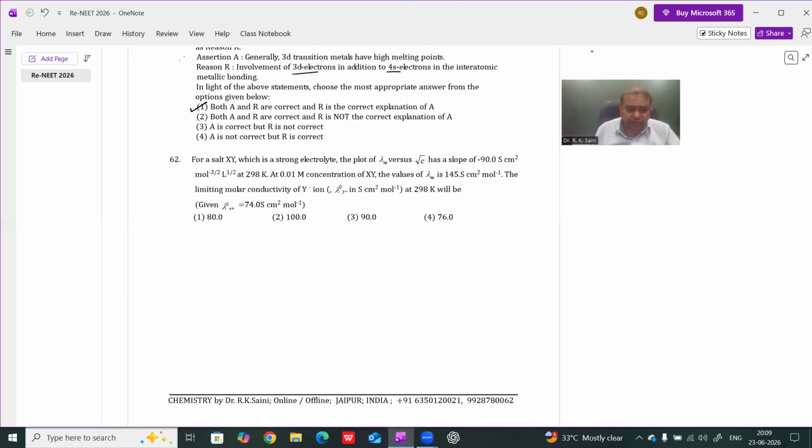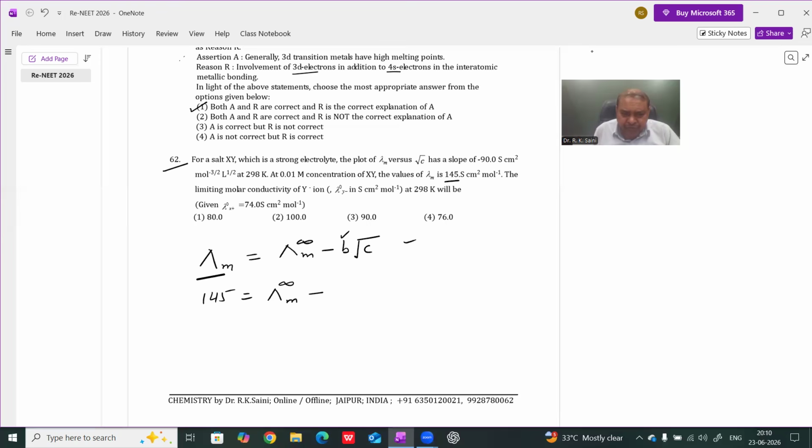Option first. Question 62. Very important question taken from electrochemistry. According to the Debye-Huckel-Onsager equation, the molar conductivity equals the limiting molar conductivity minus B slope on concentration root. It is known as the Debye-Huckel-Onsager equation. In this question, molar conductivity is given as 145, slope and concentration are given, and hence we find the limiting molar conductivity of the salt.